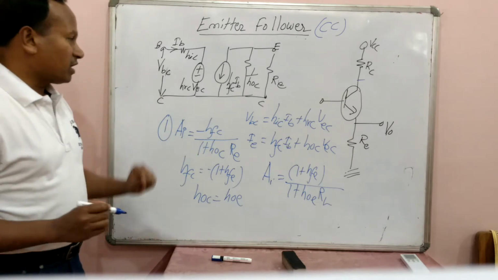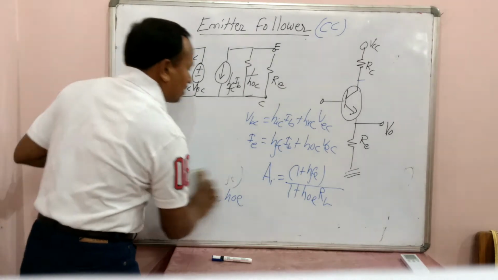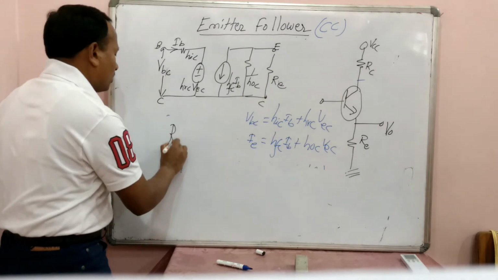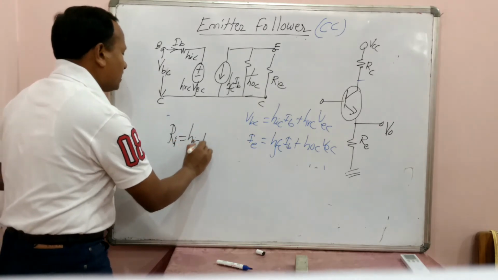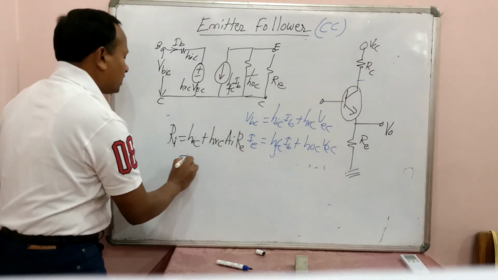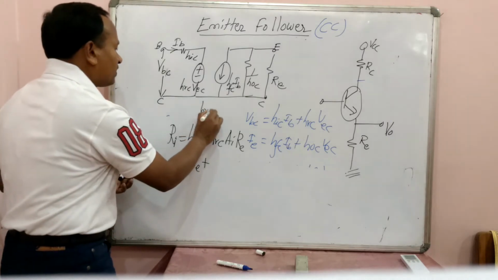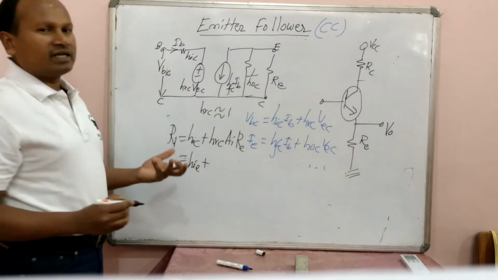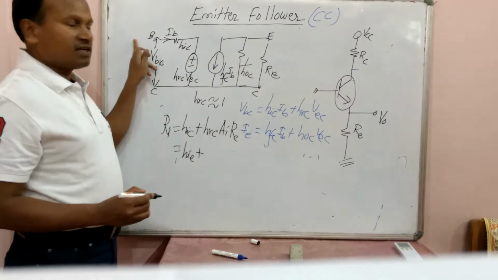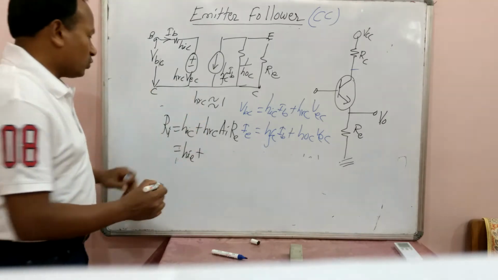So let us go to the second part. The second part of the analysis is, what do we get? We get RI. How do we write the expression? HIC plus HRC AI into RL. We know that HIC is equal to HIE. HRC is always nearly equal to 1. Therefore, we call it an emitter follower. The emitter voltage always follows the base.